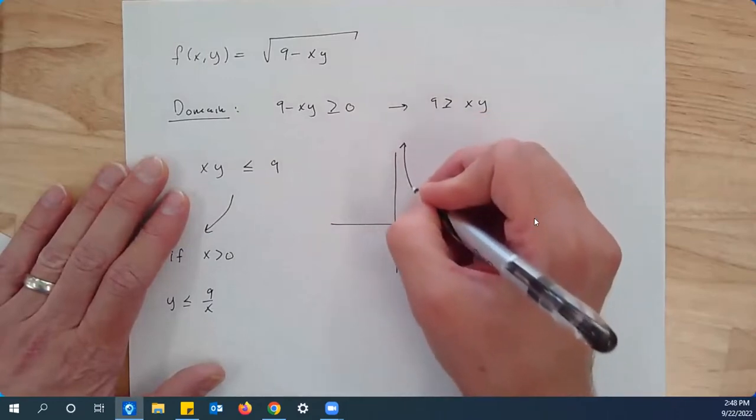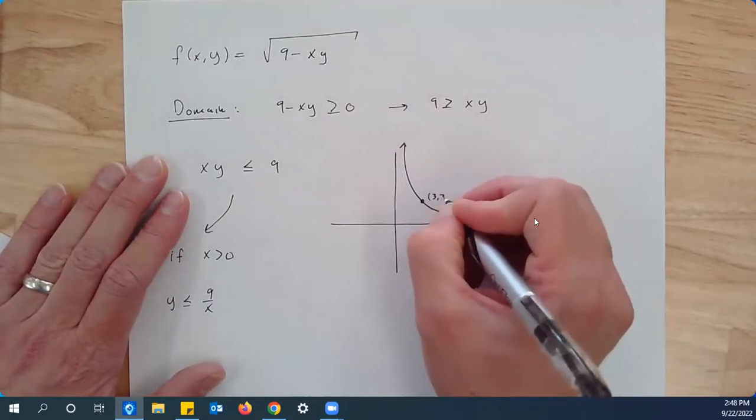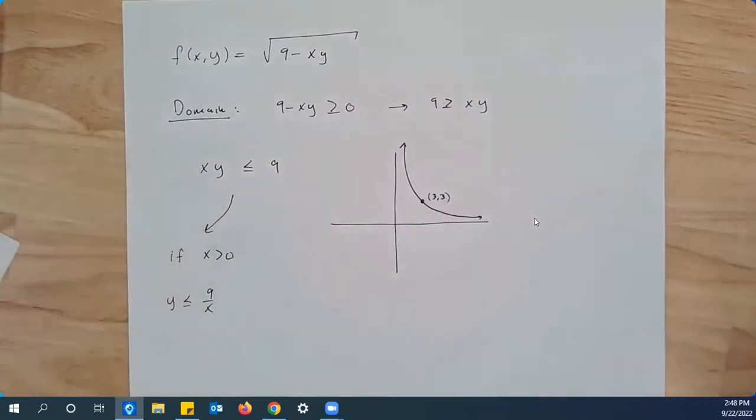Here's what 9 over x looks like. It's definitely got the point (3, 3). It's definitely like that hyperbola shape where, as x is close to 0, you've got a vertical asymptote. As x is really, really big, you've got a horizontal asymptote.